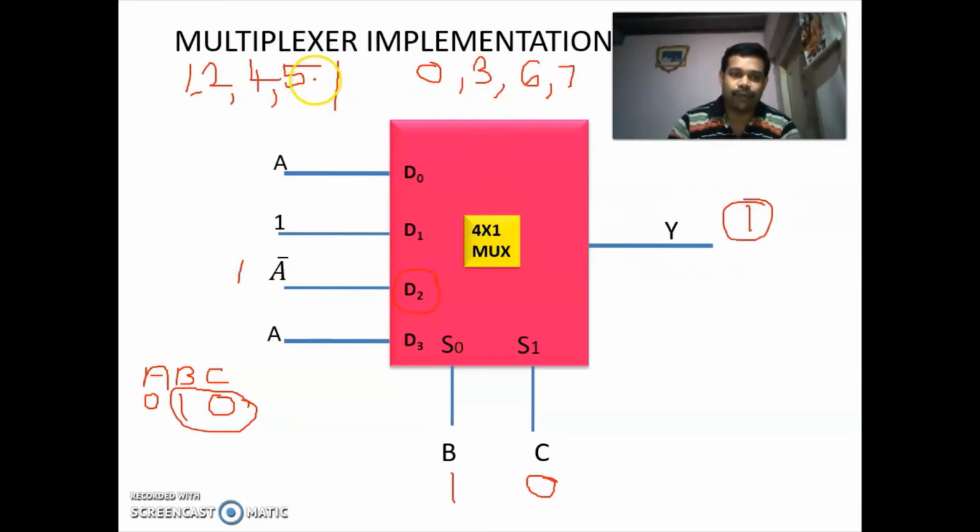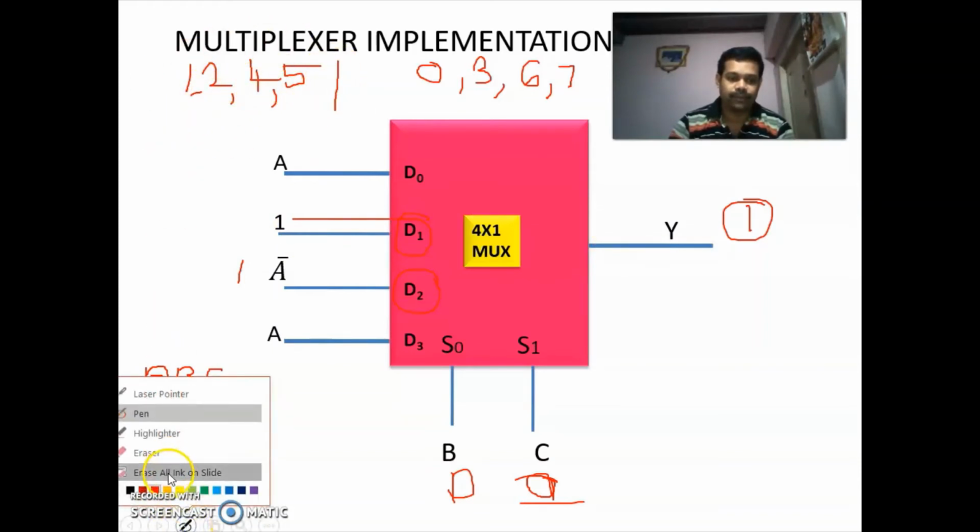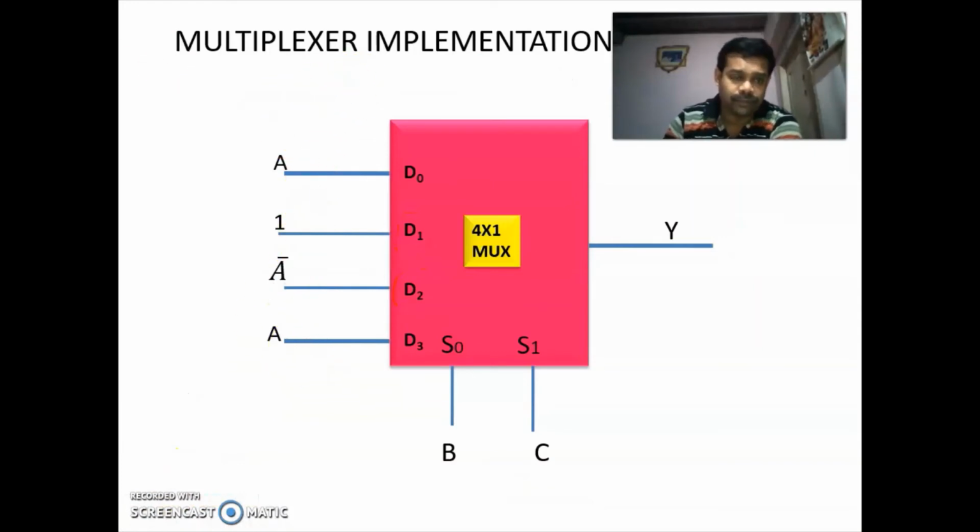So this 1 will come as the output. Okay. Next we will check for 5. 5 means 1, 0, 1. So for B and C we are giving 0, 1. 0, 1 means D1 will be selected. The input in D1 is 1, so we will get the output as 1. Okay. Now one condition we have satisfied. Now we are going for 0 and 7. For 0 and 7, you have to get 0.